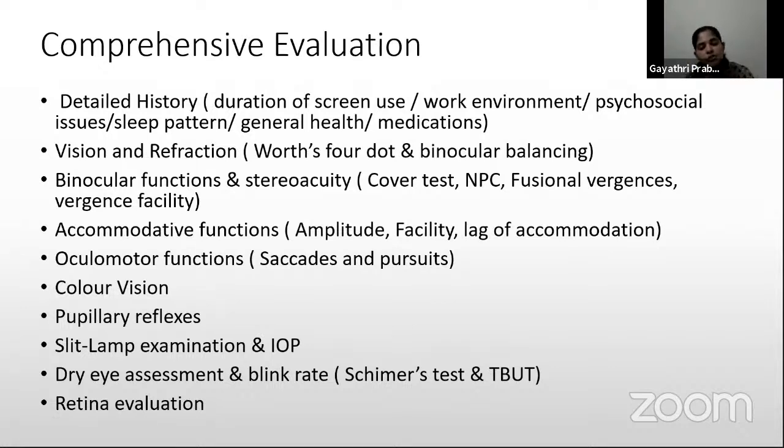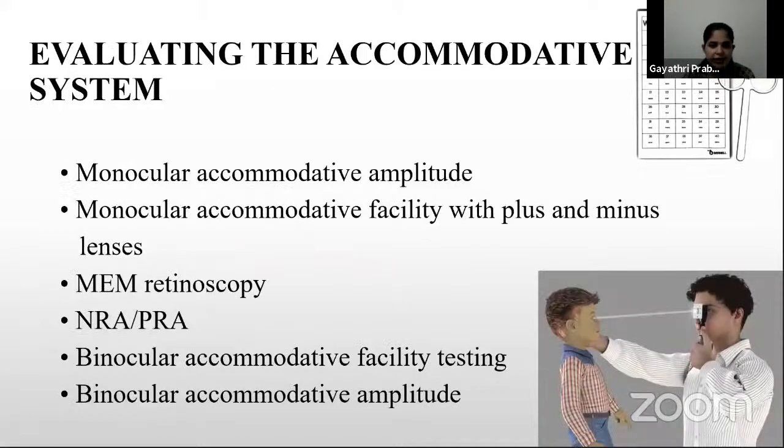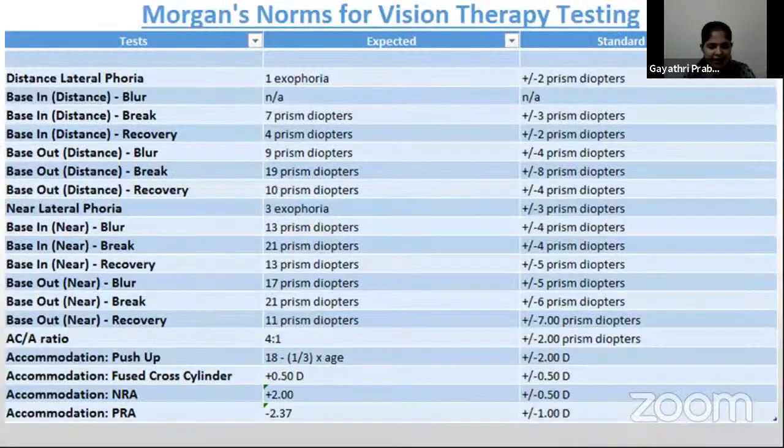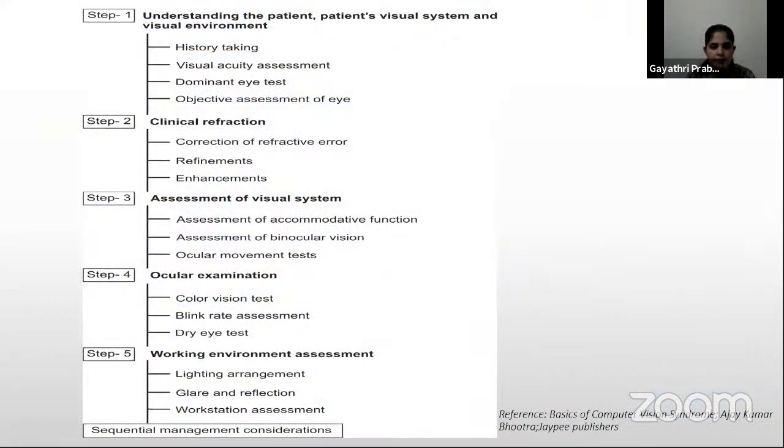You should then closely talk to them about their work environment and the ergonomic factors that can affect their visual efficiency. So these are the tests which will test for the accommodative system. These are the normative values. I'm not going into the details of this. Again, these are the stepwise patterns that I just discussed. What all are the tests we need to do for a comprehensive evaluation?